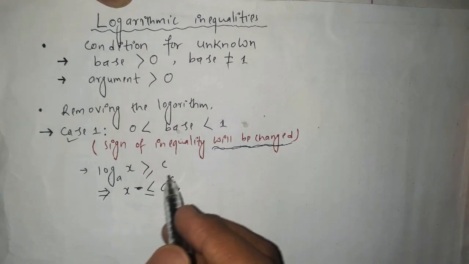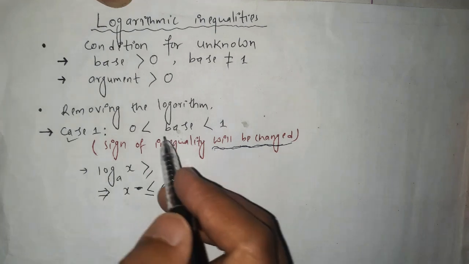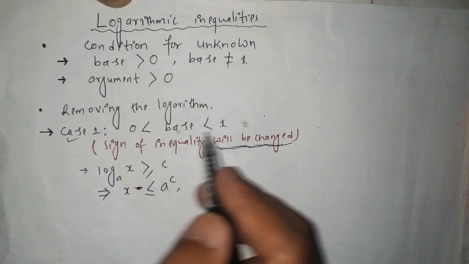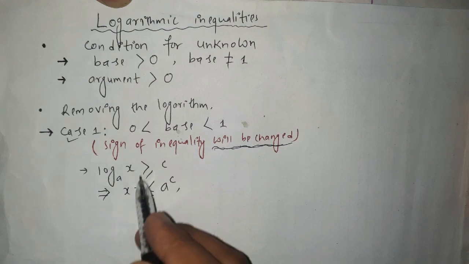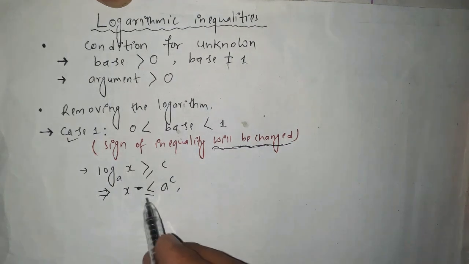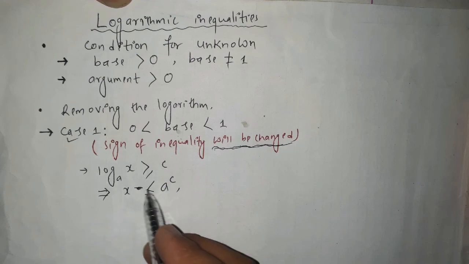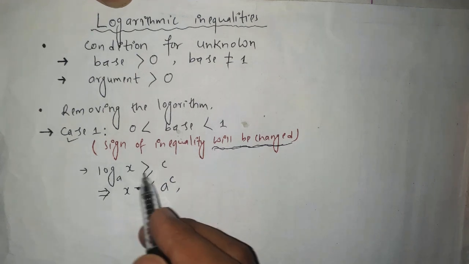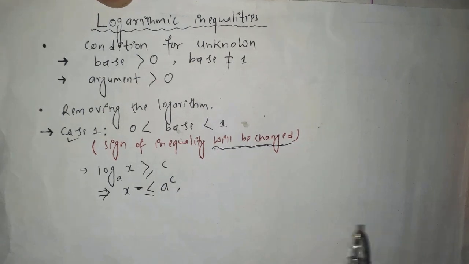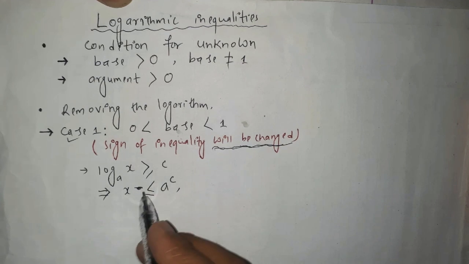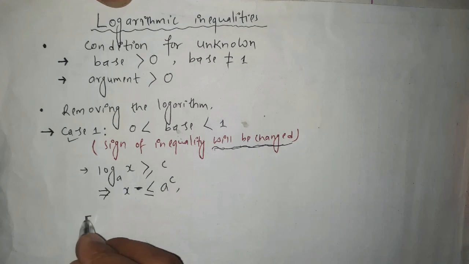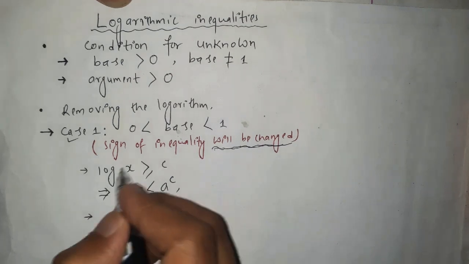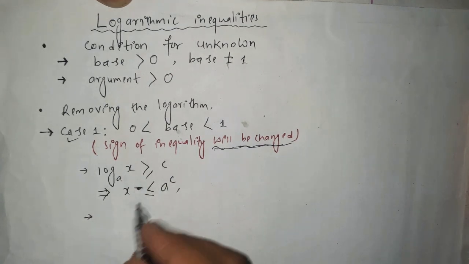A very important point to be noticed is that if the base of the logarithm lies between 0 and 1, then in the given inequality, the sign of the inequality will be reversed. Here we reverse the given sign of the inequality, and in this step we just remove the logarithm. If the log is written in this format, then we can apply it this way.